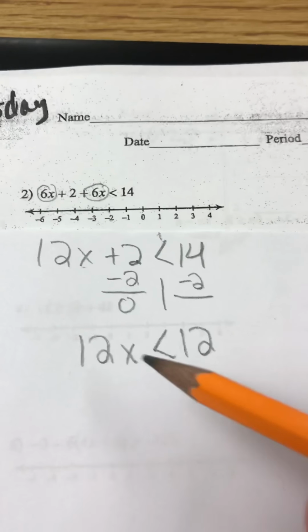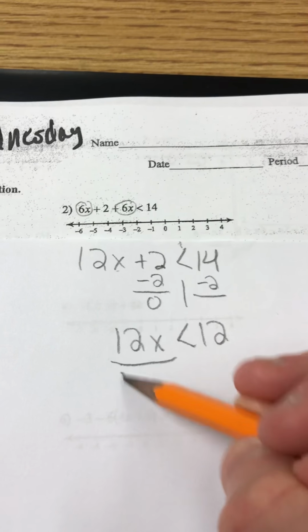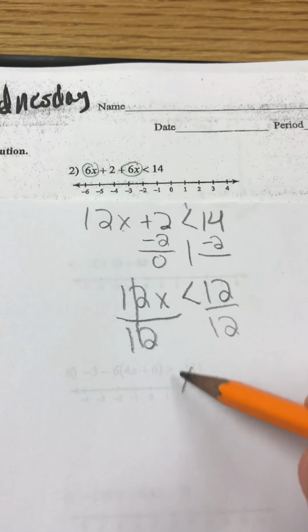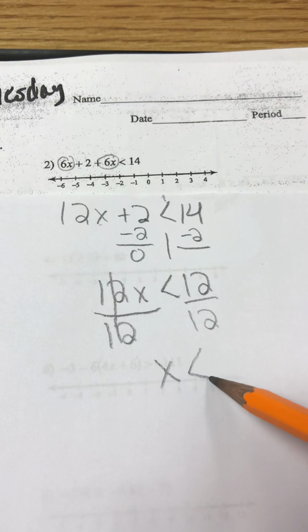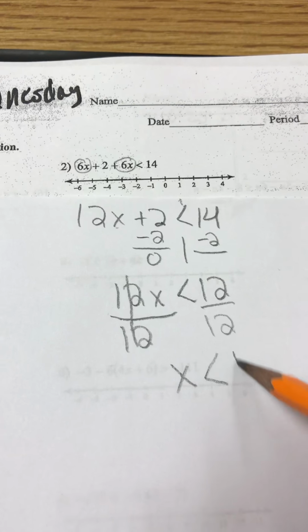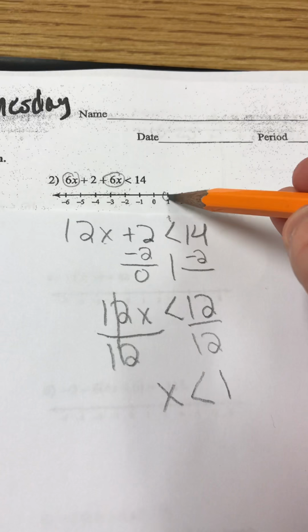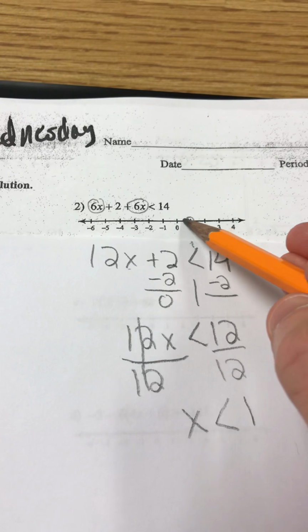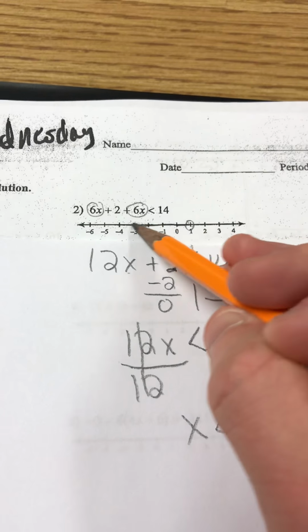Now to get the variable by itself, we must divide, because this is again a multiplication operation. And we divide, so x is less than 1. And again, it is not equal to, so it'll be an open circle. All right, and x is less than 1, so we got to go in the negative direction again, the negative direction. Okay, so here are 2 brief examples for you.